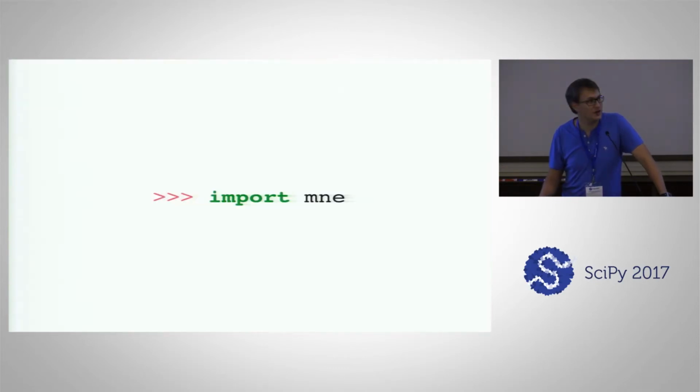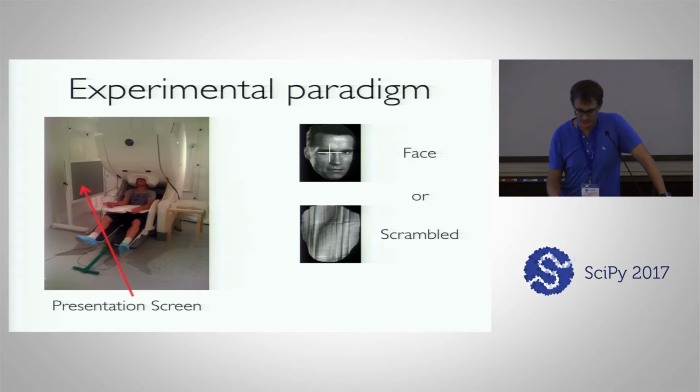So let's import MNE and see what is there. I think I will show you real quick the data I'm going to play with. This is a classical cognitive paradigm where you put the person in an MEG system here, and you present them either a face or a scrambled face. The typical two-condition contrast, and you record this. You do this multiple times, and you want to figure out where in the brain the information about face processing is processed.